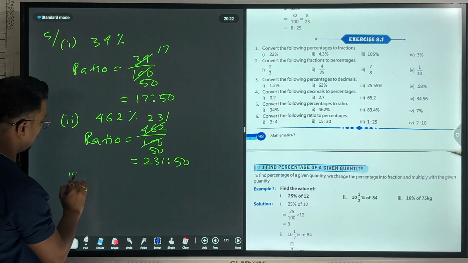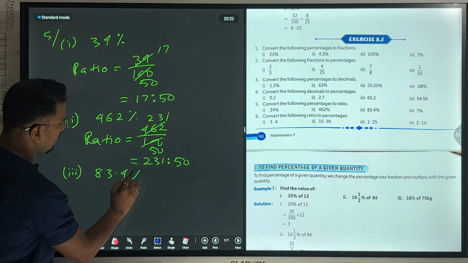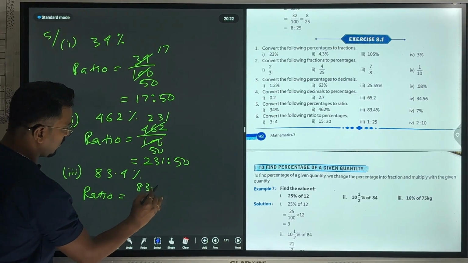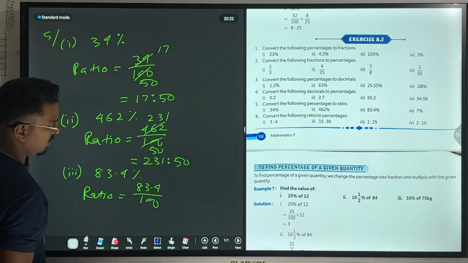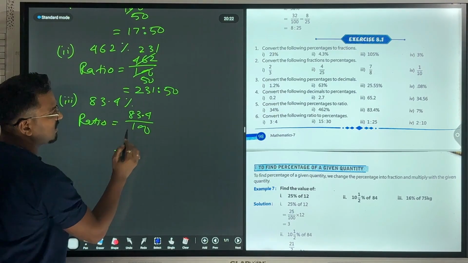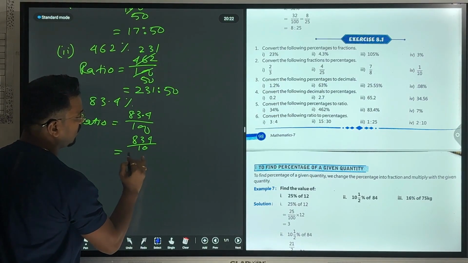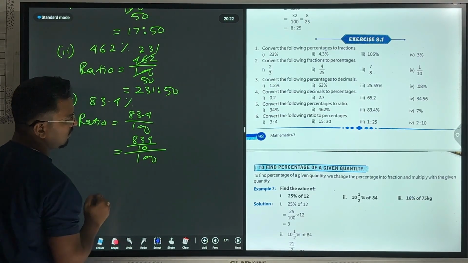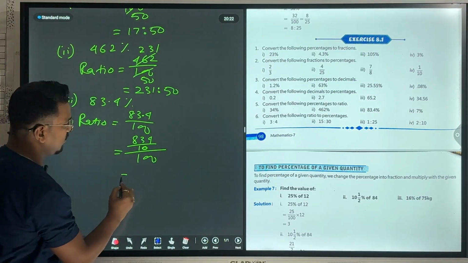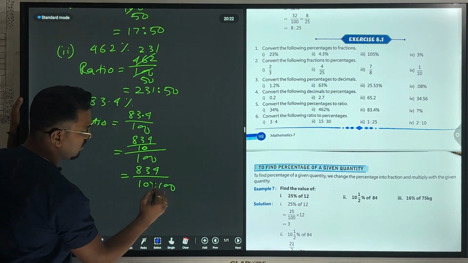Let me see the third one. Third one is given 83.4%. So ratio, 83.4 divided by 100. In this case, what we will do? First, convert this decimal into fraction. So this can be written as 834 divided by 10, divided by 100. So this 10 will move to the denominator. So this will become 834 divided by 10 into 100.